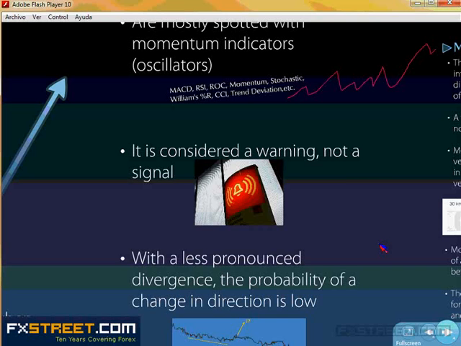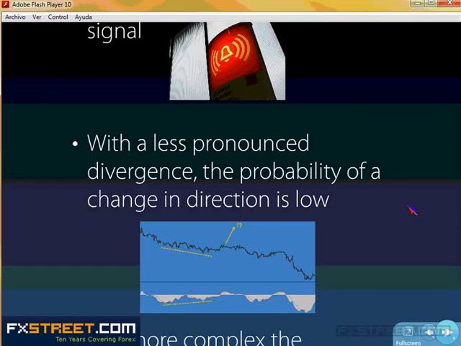Now we will see some hints on how to measure targets with oscillators. We'll come to that point in a minute. And a few more guidelines on trading divergences.